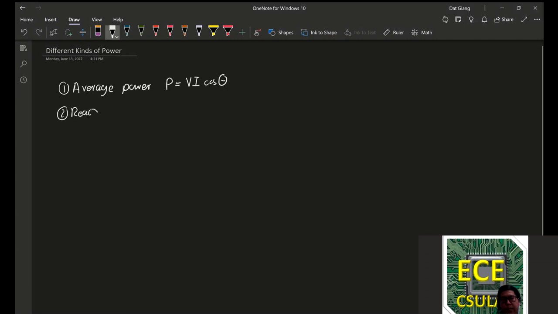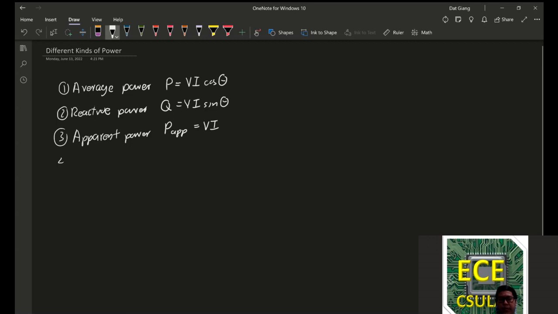We then have reactive power. Q equals VI sine of theta. If you notice, they both share the same quantity, which in this case is apparent power. So apparent power is equal to VI.